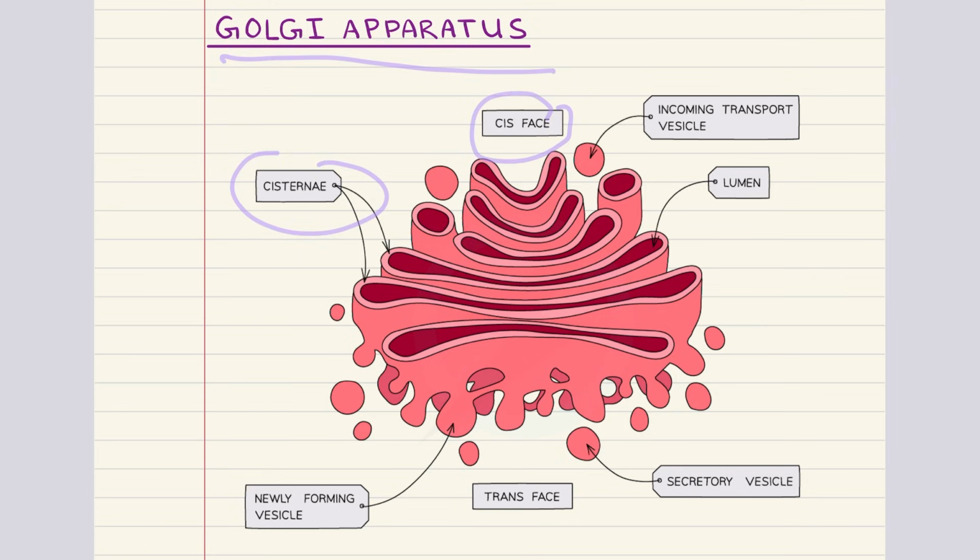The cis face is the one that receives incoming vesicles, and the trans face is where modified products are sent out. Vesicles from the smooth endoplasmic reticulum fuse with the cis face, and they release their contents into the lumen of the Golgi apparatus for modification.